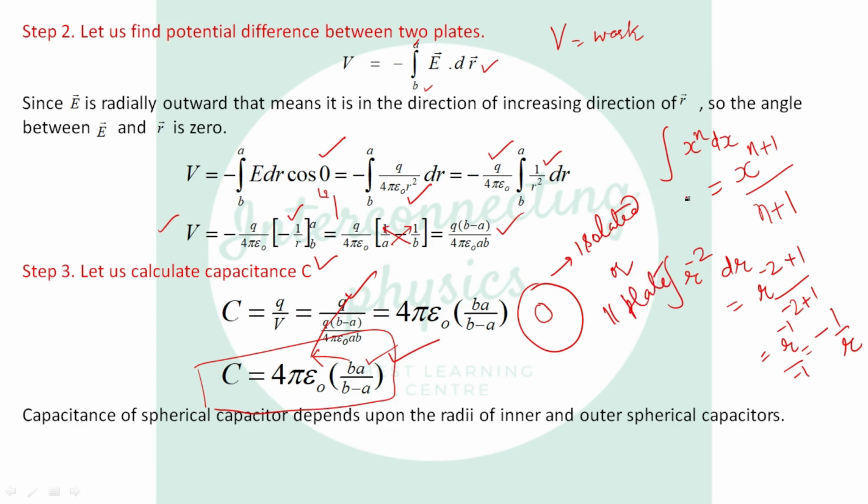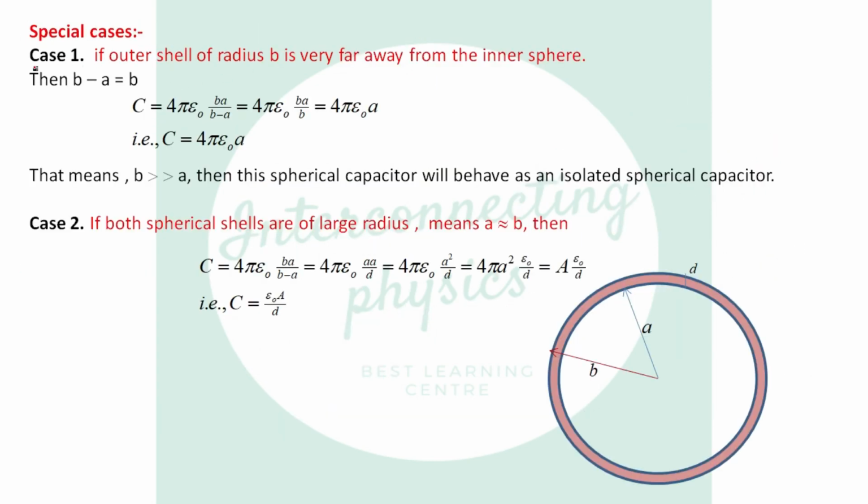Let us discuss the special cases. Number 1, if the outer shell of radius b is very far away from the inner sphere of radius a, and b is very far away, let us say it is at infinity. It means we consider only this one. What is isolated? Isolated means alone. Isolated sphere means a single sphere, and the other sphere we consider at infinity.